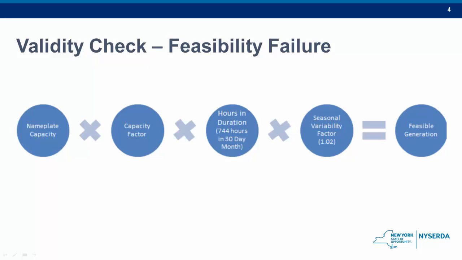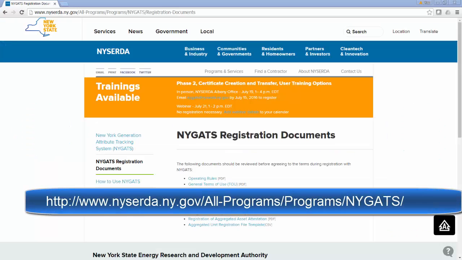If data reported exceeds an estimate of technically feasible generation by more than 2%, the NYGATS administrator will require the account holder to submit either settlement reports or meter readings to verify the reported generation. Additional information on the qualified independent party account type or data reporting can be located in the NYGATS operating rules and qualified independent party guidelines posted on the NYGATS informational website.